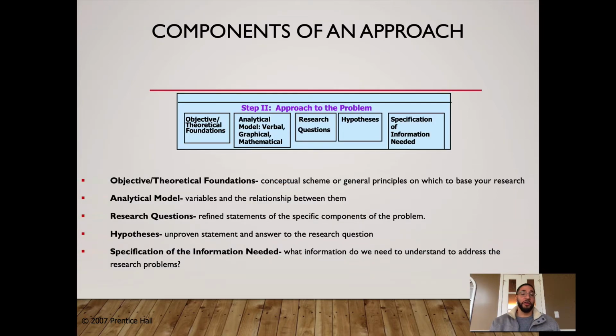Okay, so let's talk about the components of the approach. So now that we have those smaller pieces from the broad statement, we need to start thinking about how we're going to approach those pieces, okay? There are a number of different components here under the approach to the problem in step 2. One of the things we can look at is the objective or theoretical foundations, okay? So are there conceptual schemes, frameworks, or principles that we know and understand that we can use to base our research around? Are there certain ways to go about this type of research or address this type of question that have been used in the past and proven successful that we need to be thinking about?